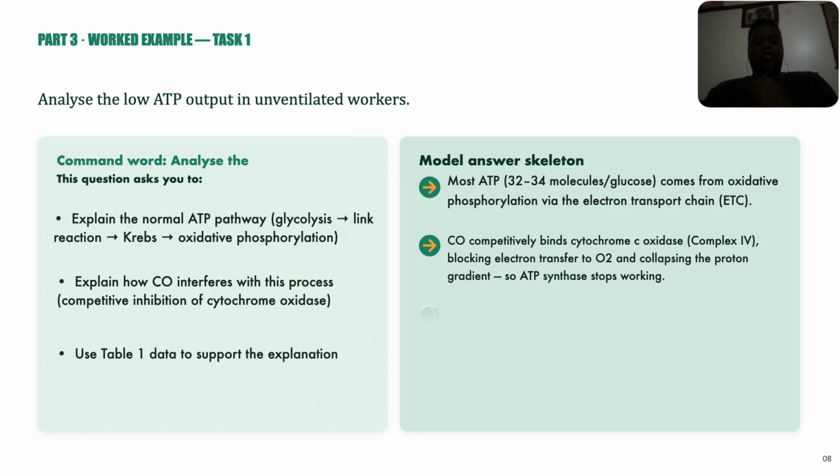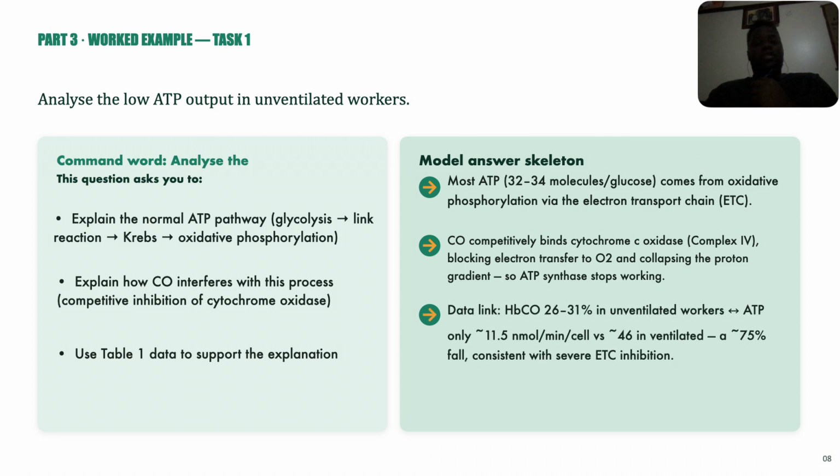And then you must show us how the data demonstrates this. So you must show us the data that when you look at unventilated workers, these guys have more carboxyhemoglobin and very little ATP production compared to the people who are in a ventilated condition, which show information that is consistent with normal ATP production in the electron transport chain. And then you tell us that the individuals who are in the unventilated have information that is consistent with people who have their electron transport chain inhibited.